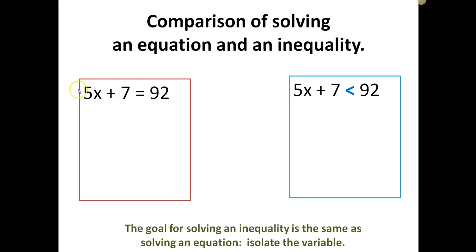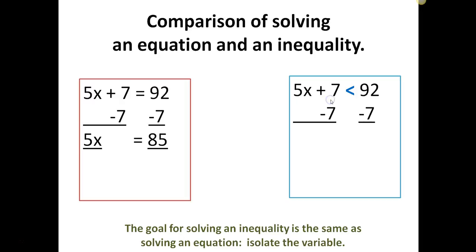So to solve an equation, we're going to isolate our variable, and we need to get rid of the 7. And the opposite of adding 7 is to subtract 7 from both sides of the equal sign. That's the same as what we would do for an inequality. To isolate the variable, we would subtract the 7. That would be our first step. Okay, so on both sides, we're left with 5x equals 85, or 5x is less than 85.